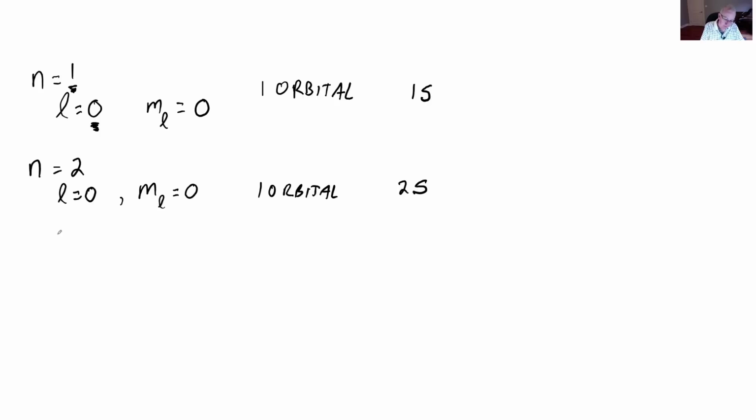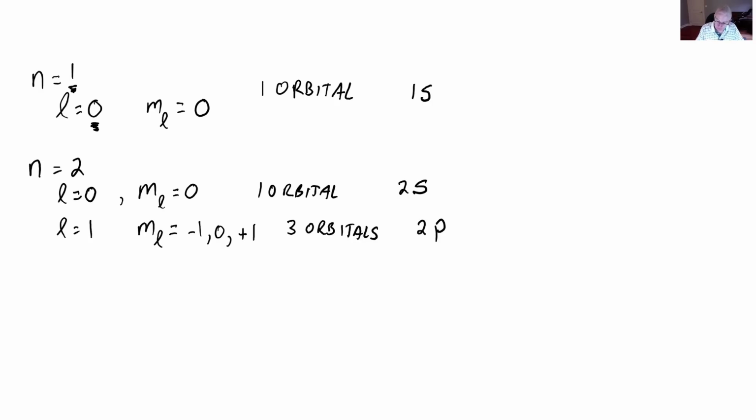But now for n equals 2, I could also have L equals 1, okay? Because L, remember, is allowed to go up as big as n minus 1. N minus 1 is now 1, so that's allowed. That means m sub L, when L is 1, could be minus 1, it could be 0, or it could be plus 1. So that gives me 3 more orbitals. And those 3 orbitals are referred to as a set of 2p orbitals, okay?